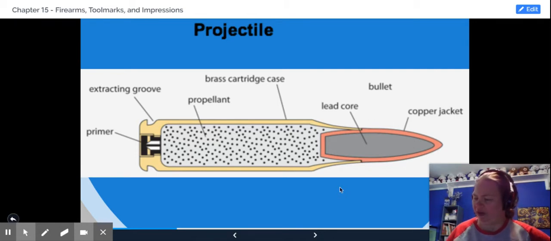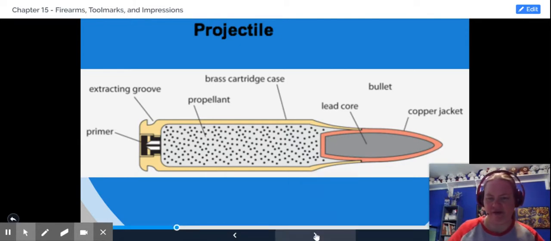Now, in terms of a shotgun, the size of a shotgun is described by its gauge. But bullets are measured in caliber, and they are measured in inches. In a shotgun shell, each of the single pellets inside of a shotgun shell are called the slug.